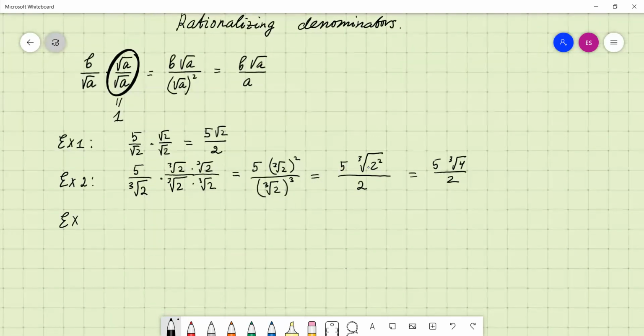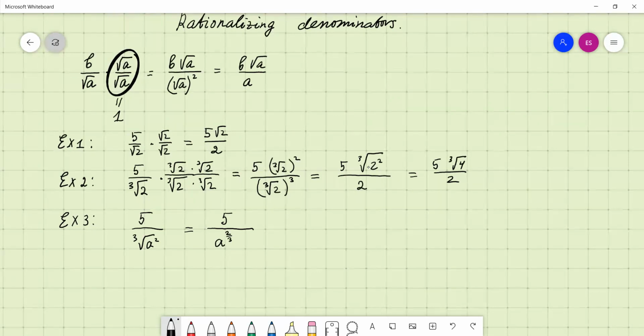Well, example number 3. What if we have 5 over the cubic root of a squared? Now that's not a number. It's just like a variable. What are we going to do, guys? I'm going to teach you how to deal with any power of the denominator. First, write it down as a rational exponent: a to the power of 2 over 3. Remember that the root always comes in the denominator.